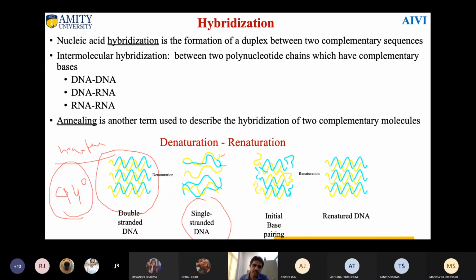So this is denaturation, the process of forming single-stranded DNA from double-stranded DNA. If you do the reverse, where you have single-stranded DNA and the complementary sequence is present, and you allow it to cool down, then they will renature. So renaturation is the reverse, the formation of a duplex. This process of double-stranded to single-stranded and single-stranded to double-stranded we are going to utilize in our previous topic.